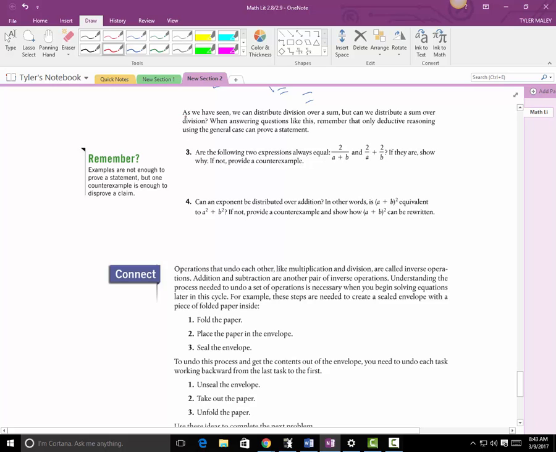So next it says, as we have seen, we can distribute division over a sum, but can we distribute a sum over division? When answering questions like this, remember that only deductive reasoning using the general case can prove a statement. So we have to use some deductive reasoning skills. Also, examples are not enough to prove a statement, but if we can find a counterexample, then that's enough to disprove a claim.